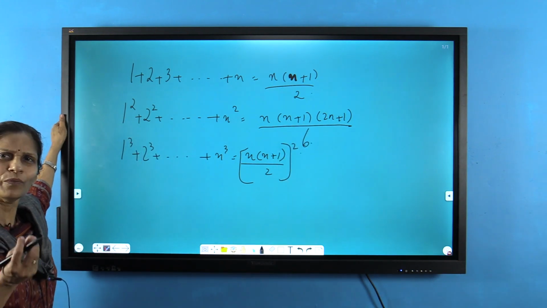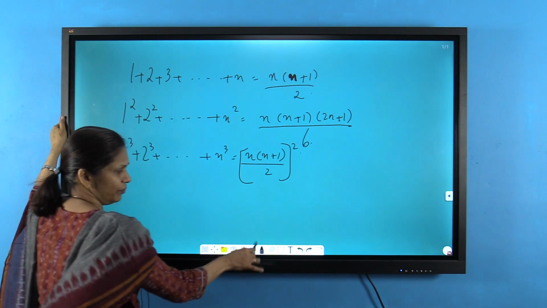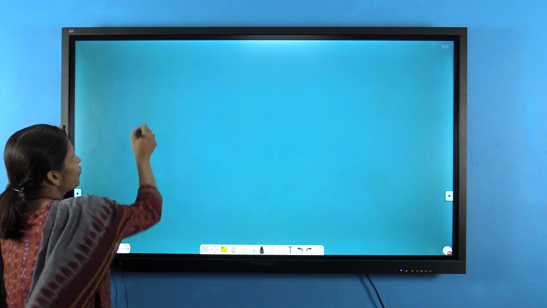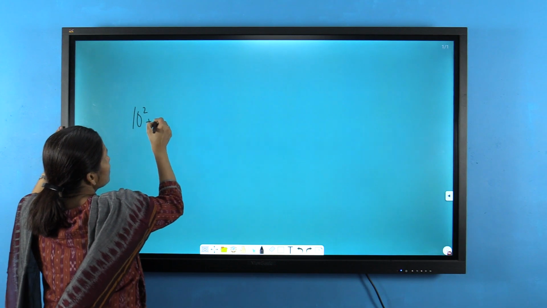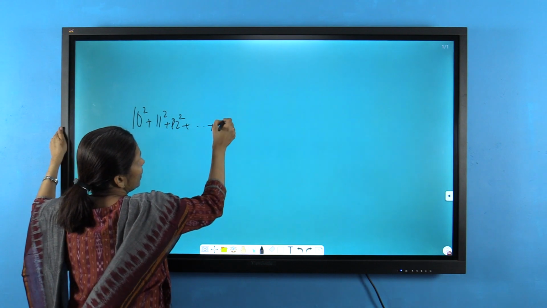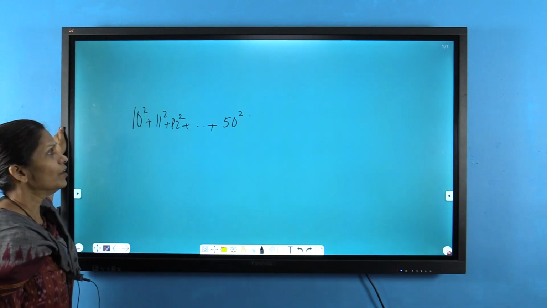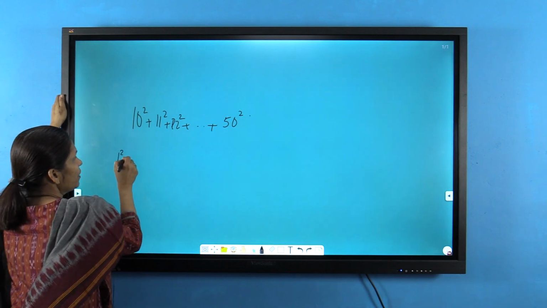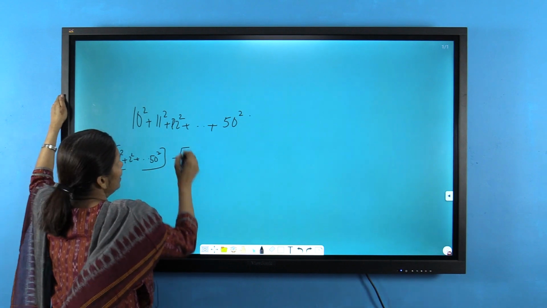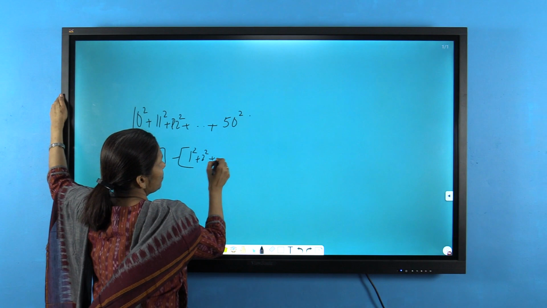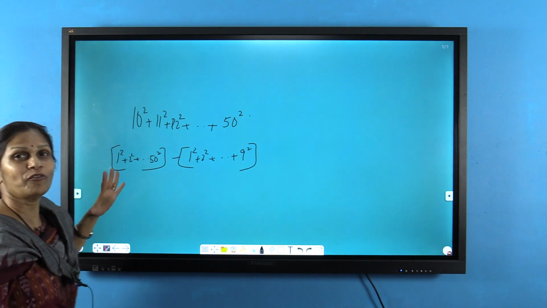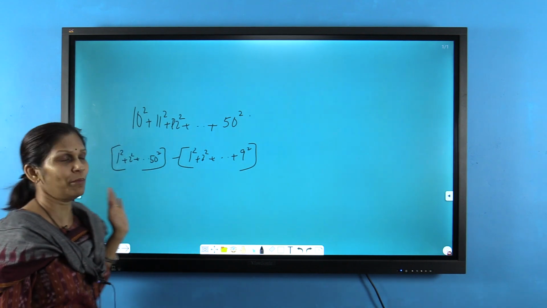So, let me tell you a simple way of doing a problem based on this formula. What if you are asked to find the value of 10 squared plus 11 squared plus 12 squared plus etc. plus 50 squared? Okay, isn't this 1 squared plus 2 squared plus etc. plus 50 squared, minus 1 squared plus 2 squared plus etc. plus 9 squared? What is this bracket? Sum of the squares of the first 50 natural numbers.